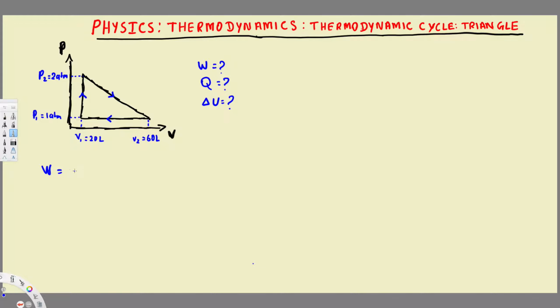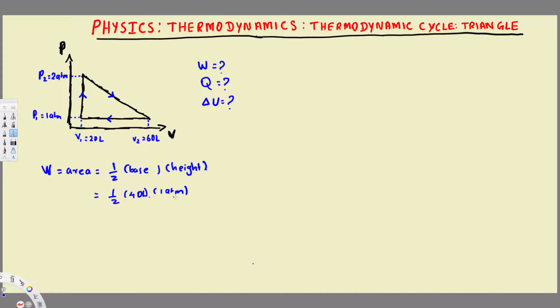W is going to be the area of the triangle. Area is equal to half times base times height. Right. So here, half, the base of this triangle is the volume difference, 60 minus 20, that's going to be 40. So 40 is the base. And then the height is 1 atm, right? Because 2 minus 1, that's going to be 1. So this is going to be 1 atm.